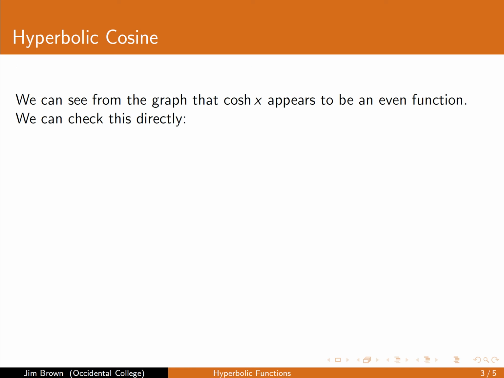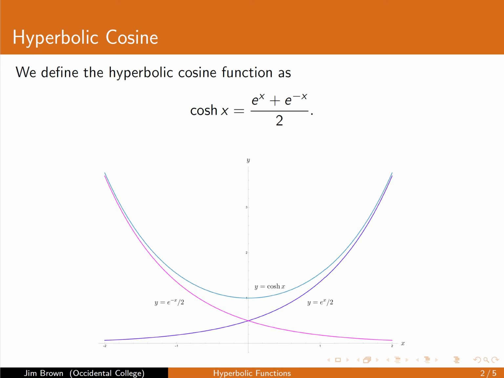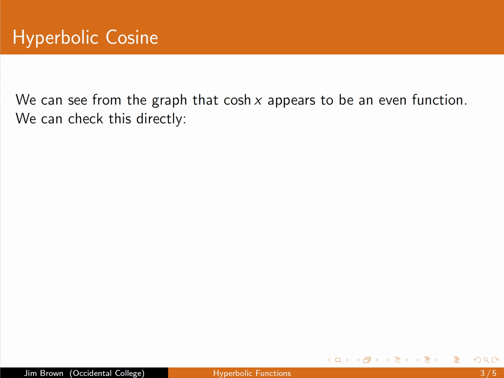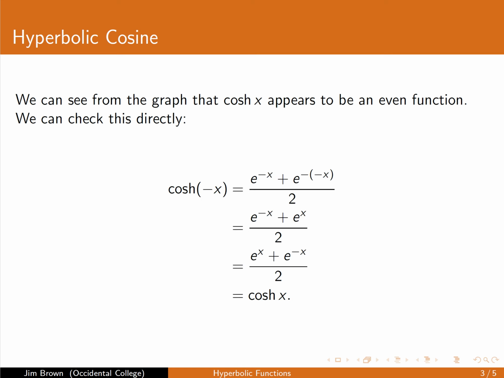And notice we can see that this looks like an even function. It looks like we basically can graph it to the right of the y-axis and then just flip it over the y-axis to get the rest of the graph. Then we can go ahead and check that this is an even function directly. So if we plug in negative x for x, we see we get e to the minus x plus e to the minus minus x all over 2. And then we can see, just by simplifying this and rearranging it, this is exactly the hyperbolic cosine function. So this is an even function.